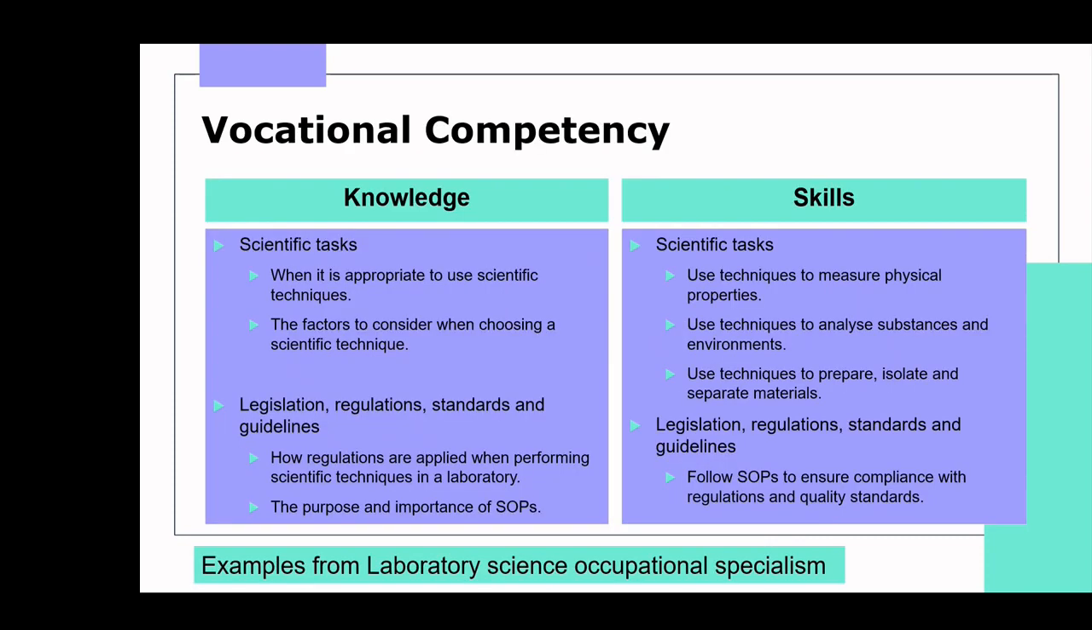Now moving on to vocational competency, specifically the knowledge and skills. Looking at what to formatively assess, the specification helps us out here by splitting the content into knowledge and skills. With regards to our formative assessment, we need to know what to assess. When obtaining these from the spec, here are some examples. I have gone through the specification and picked out some knowledge and its associated skills from the laboratory sciences occupational specialism. Here we have, for example, scientific tasks and legislation, regulations, standards and guidelines.